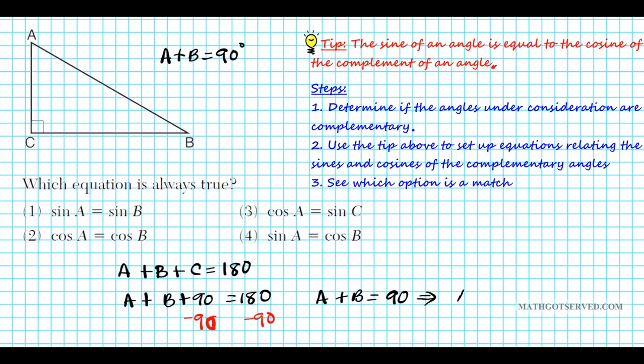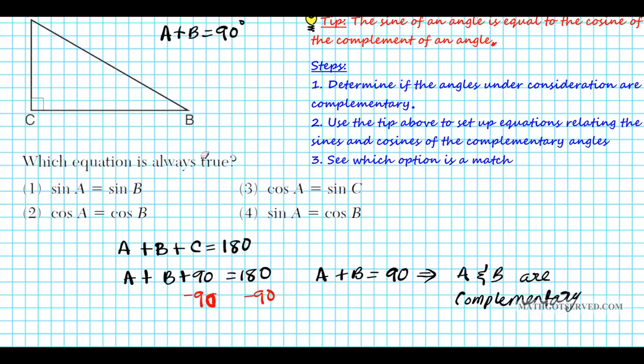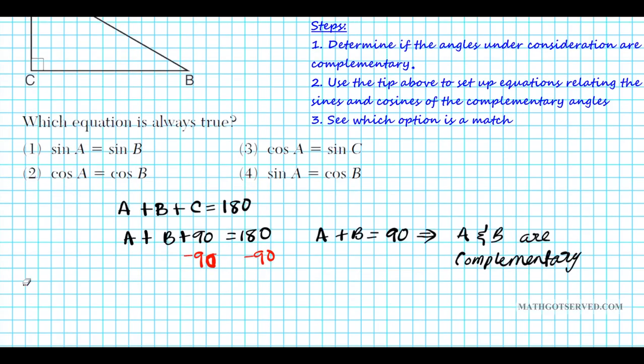So what does that mean? A and B are complementary, or they're complements of each other. So what does that mean? Well, look at this tip right here. If you have two complementary angles, two angles that add up to 90 degrees, the sine of one is equal to the cosine of the other. Okay, so using the tip, we can conclude that the sine of A is equal to the cosine of B, and the sine of angle B is equal to the cosine of angle A.